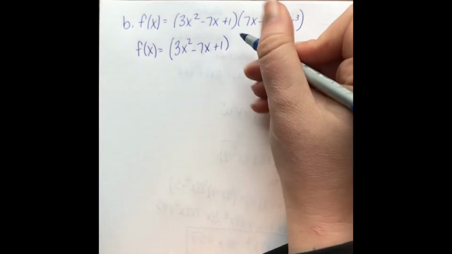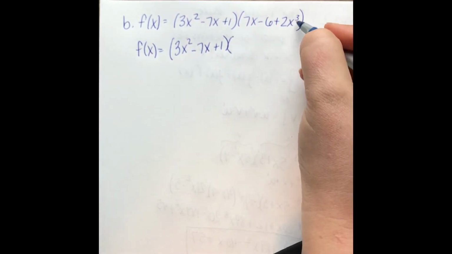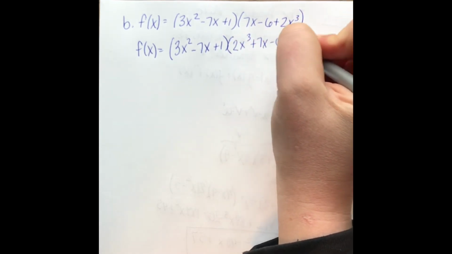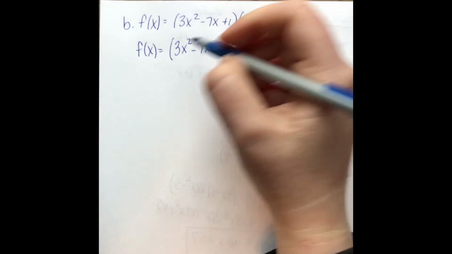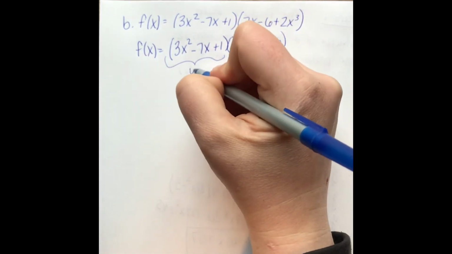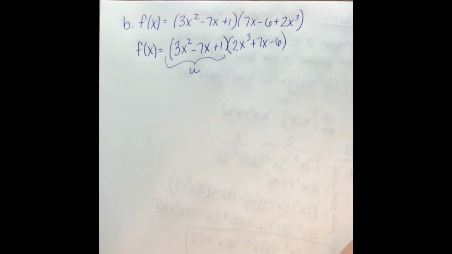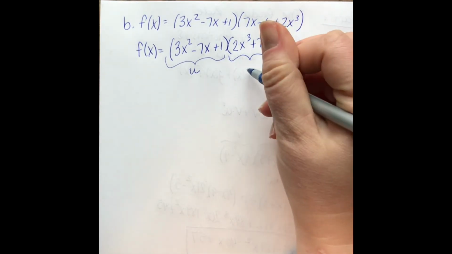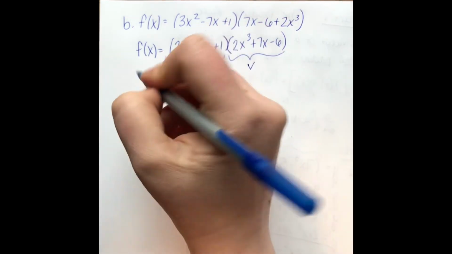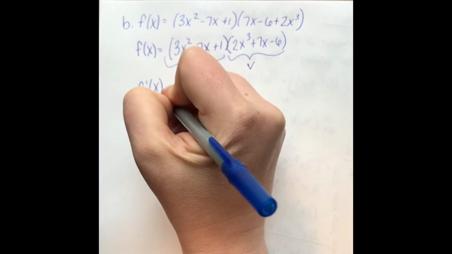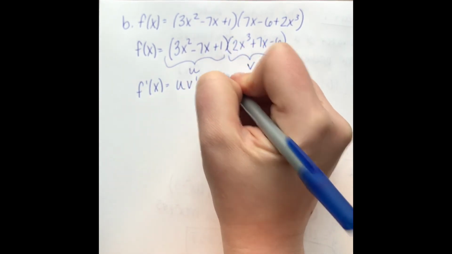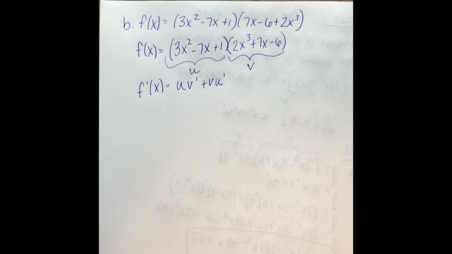Now I'm going to rearrange them so it stays the same value but just a different order. 2x cubed plus 7x minus 6. Perfect. So again, this is my u, the 3x squared minus 7x plus 1, and then the 2x cubed plus 7x minus 6, that's my v. So again, when I do f prime of x, finding the derivative, it's uv prime plus vu prime. Okay, again, that's the quick notation for the product rule formula.